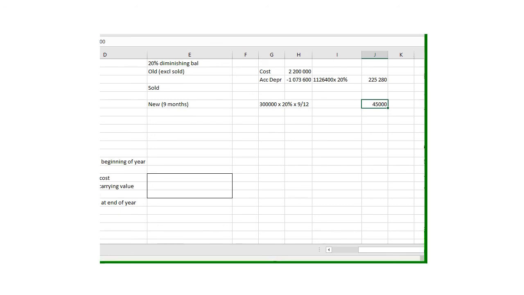So now I can simply add the old and the sold, which is together, plus the new to get to a total depreciation. That is 270,280. So I must just go and show what I did in my calculations.